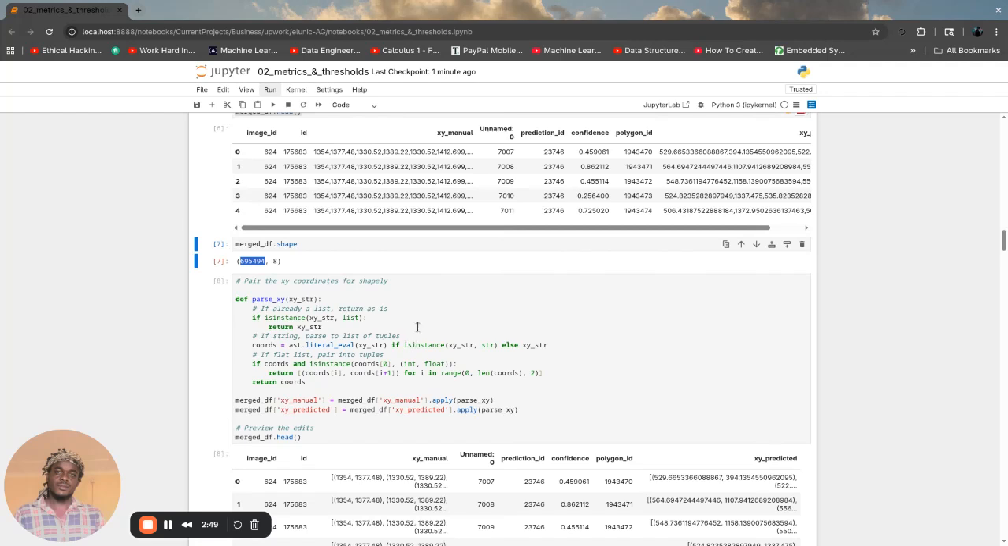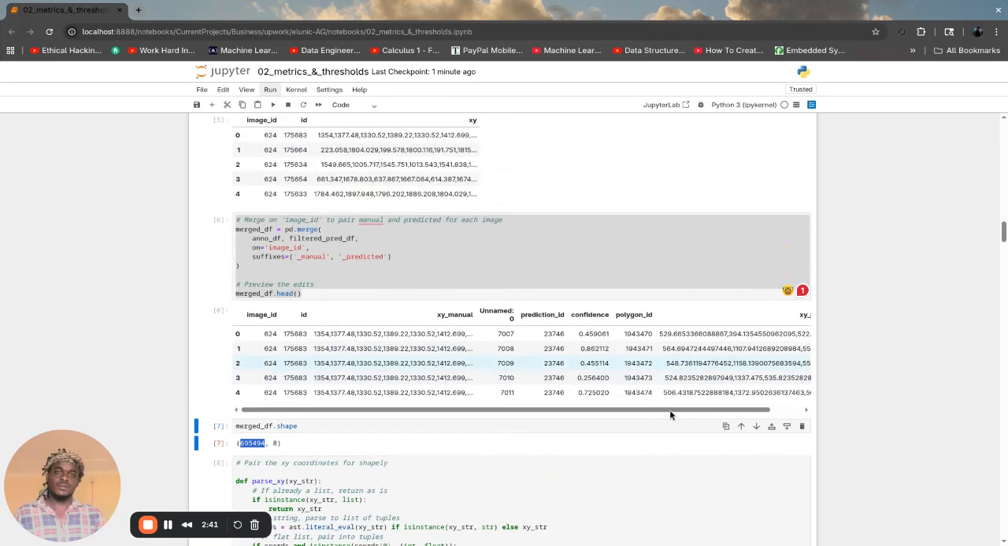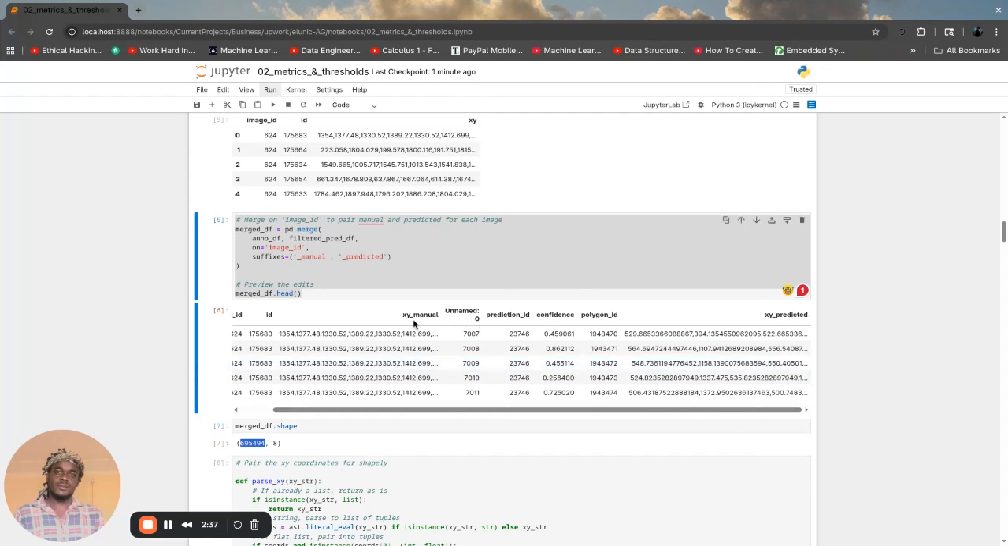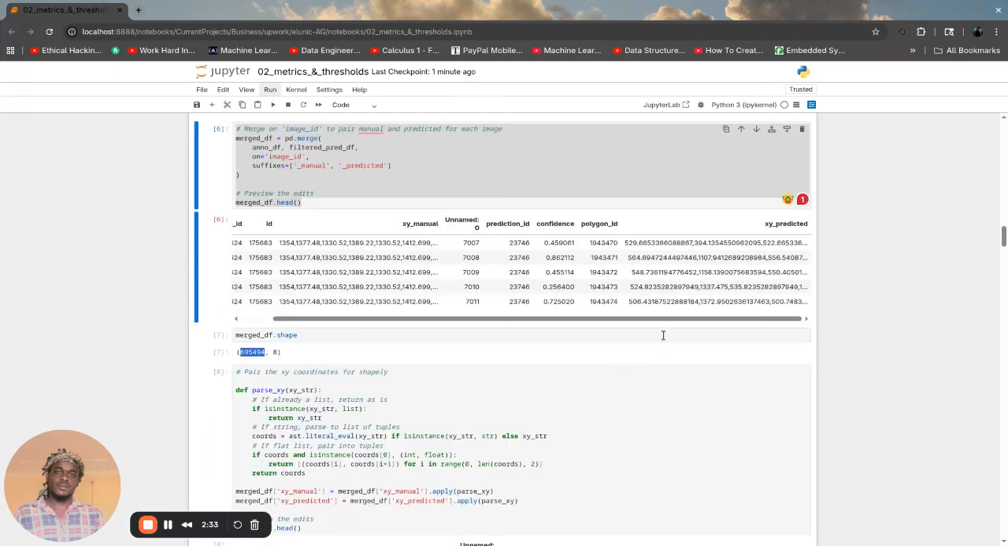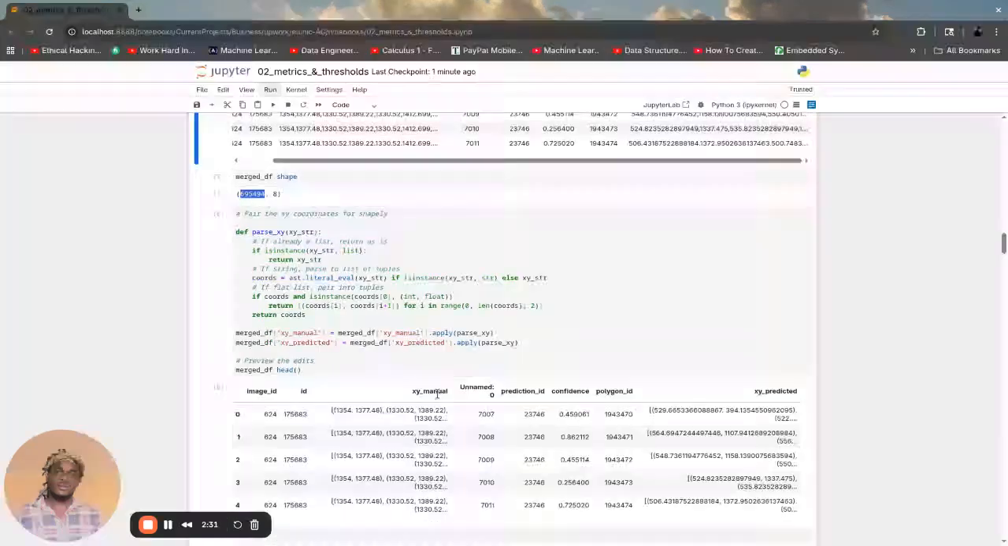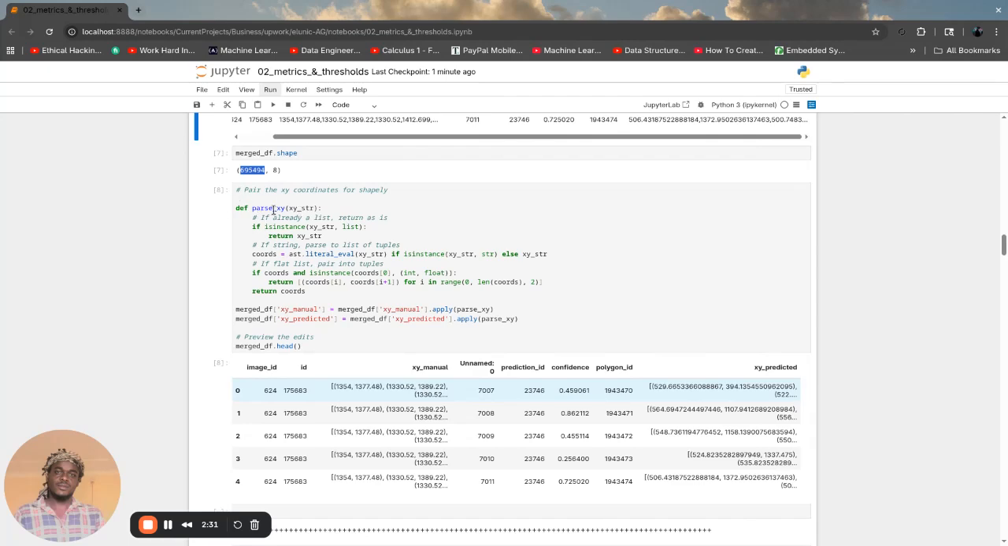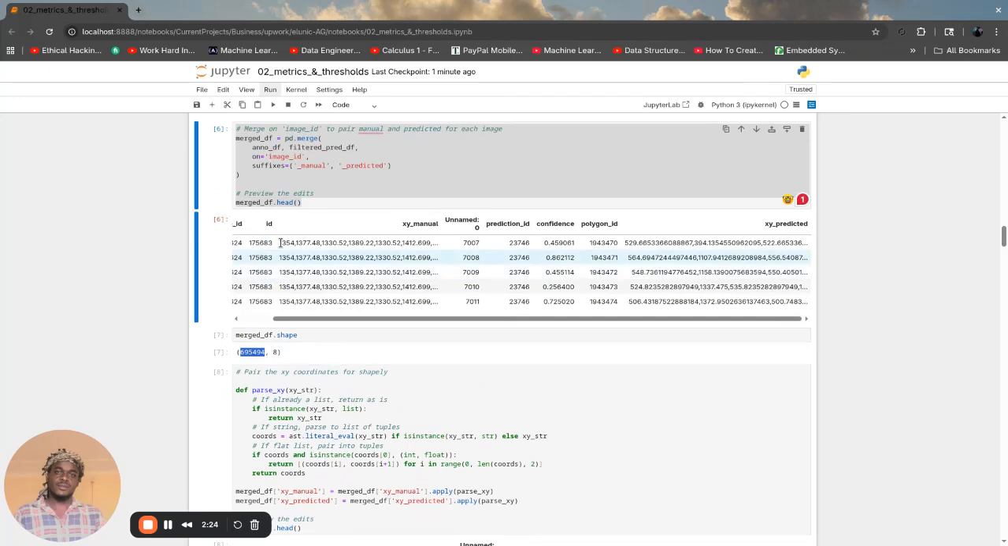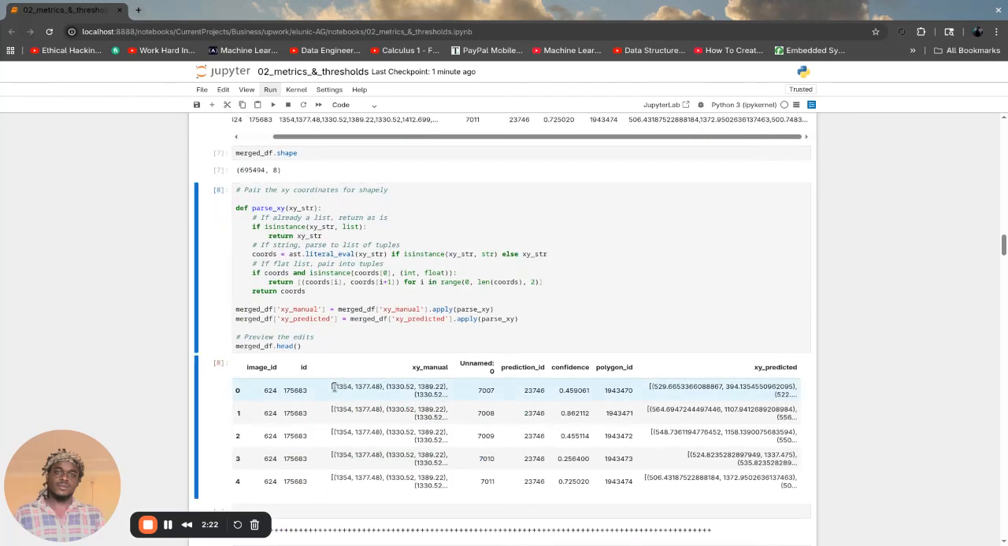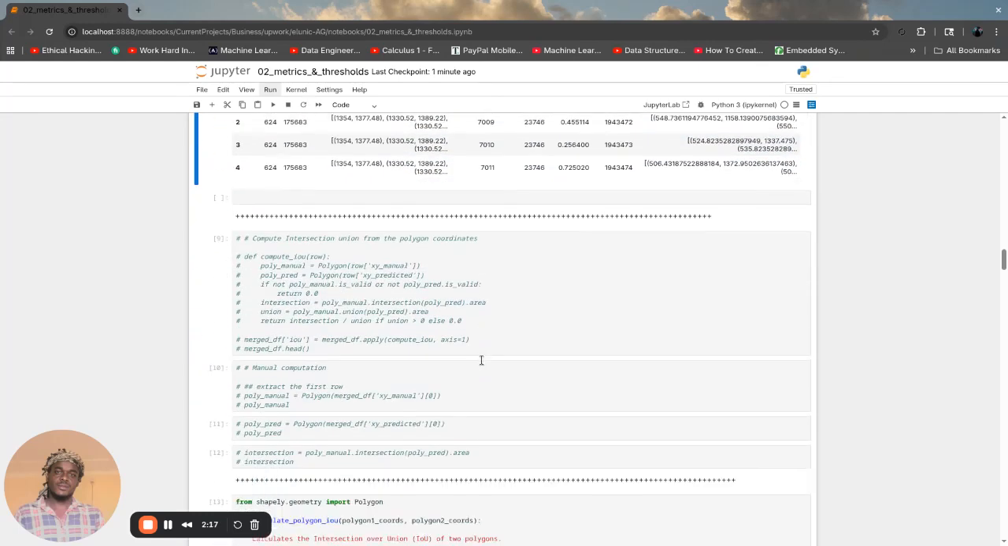But okay, I'll tell you what next. But you see here, this XY manual and XY predicted were not very aligned. So I had to align them to be read by the Shapley polygon. That's why you see this function. I had to pair them, and now they are paired like this. You see, I had to pair it in form of XY, XY, XY, so that they can be read by polygon.